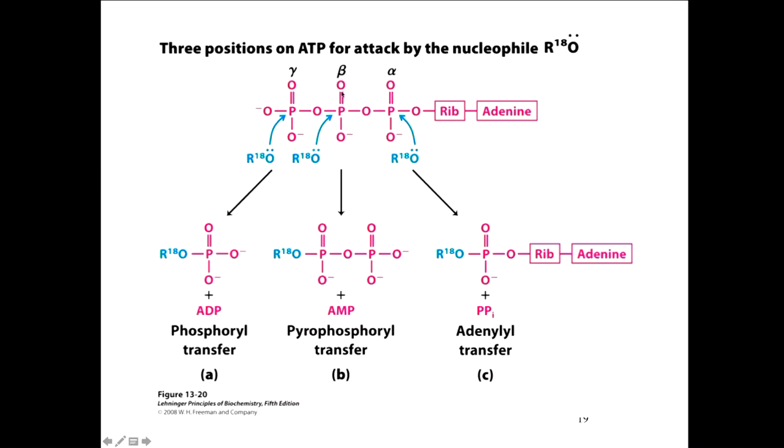You can also have attack at the alpha or the beta phosphoryl groups, and you can transfer not just one phosphoryl group, but actually two. That's a pyrophosphoryl group, so in that case you'd be adding on two phosphoryl groups to this molecule. Another thing that can happen, which we don't talk about often in this class, is that if you attack at the alpha, in some reactions you can pick up the sugar and the base instead. That's called an adenylyl transfer.